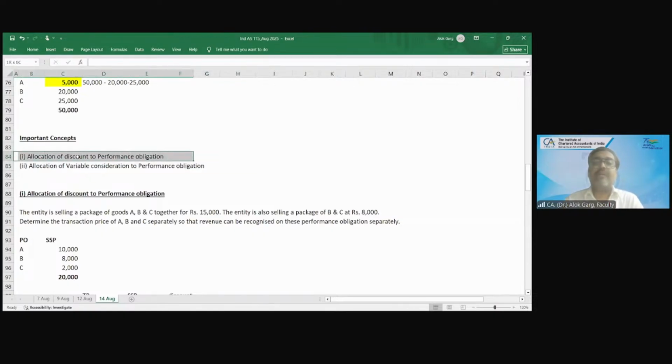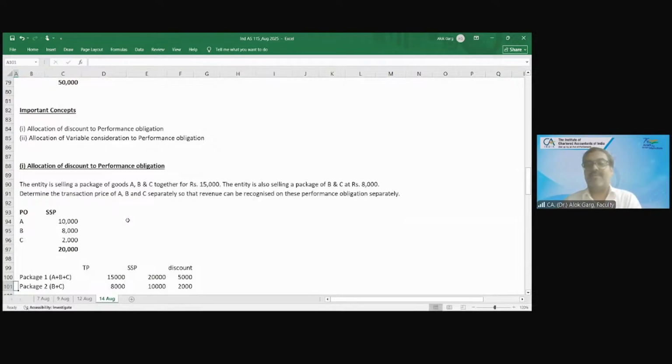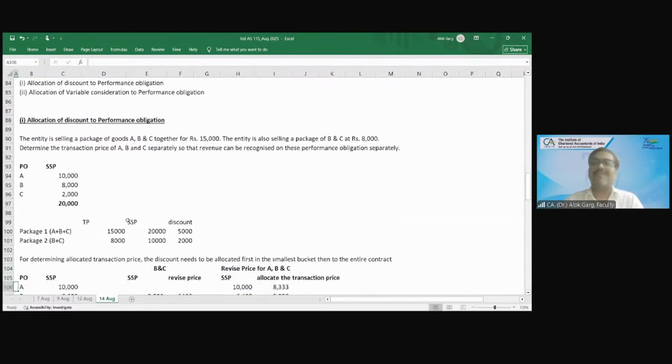Concept number one, allocation of discount to performance obligation. Concept number two is allocation of variable consideration to performance obligation. So how to allocate a discount to performance obligation, and how to allocate a variable consideration to performance obligation. We will discuss these two concepts one by one. First, let's discuss allocation of discount to performance obligation, and let's understand how to do this.